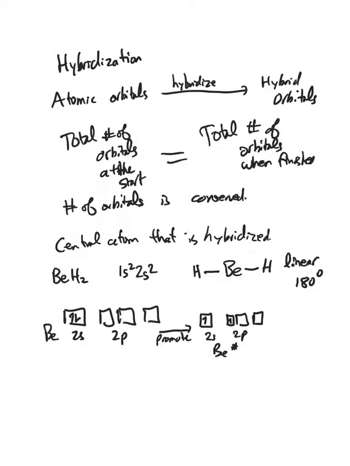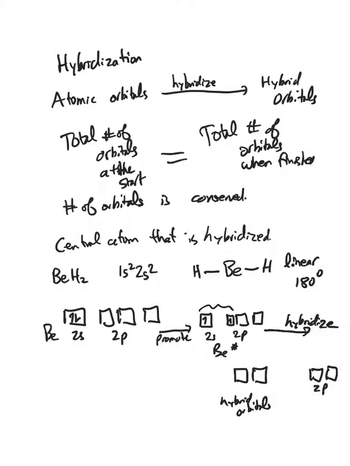And what we're going to do is we're going to now take these 2 orbitals and we're going to hybridize them. And so we're going to have 2 hybrid orbitals. And we're going to have 2 unhybridized orbitals. So we start out with 4 orbitals with a beryllium. We're winding up with 4 orbitals. So we've conserved the number of orbitals. And these hybrid orbitals, they're just alike, and we're going to refer to them as being sp orbitals.